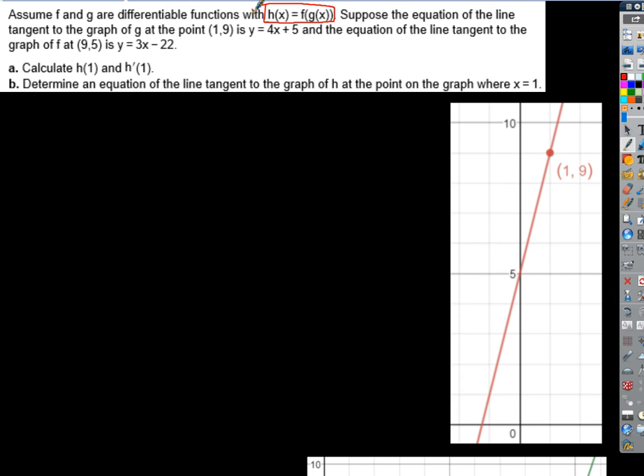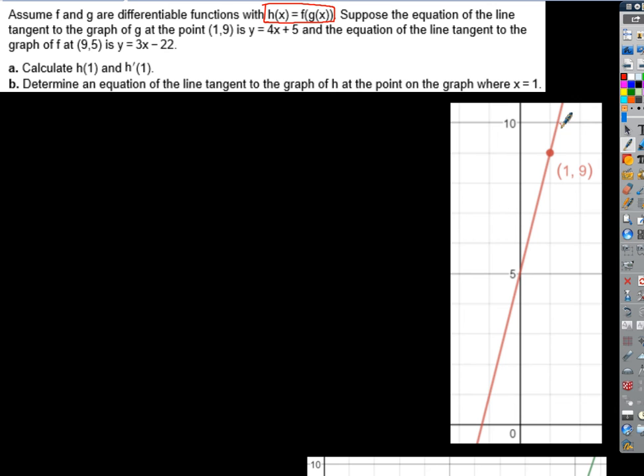Suppose the equation of the line tangent to the graph of g, so that's the inside function, at the point 1, 9 is this, y equals 4x plus 5. So all that is, at the point 1, 9, that's the equation of the tangent to the curve. What's the curve? We have no idea. They don't tell us, right? They just tell us that it's some random function g of x and some random function f of x combined to form h of x, but we have no idea what those are.